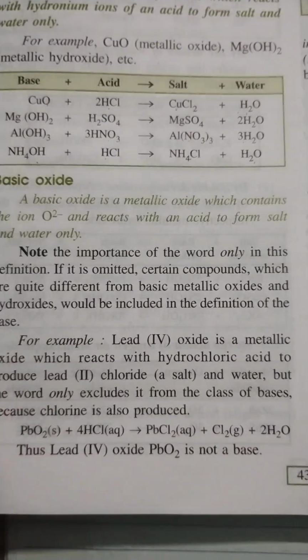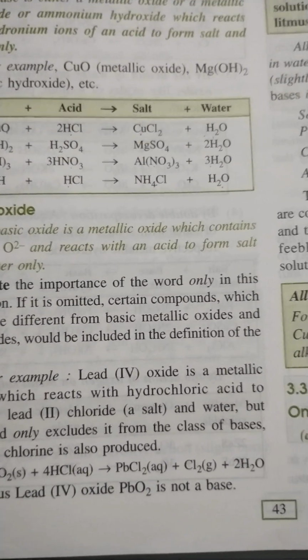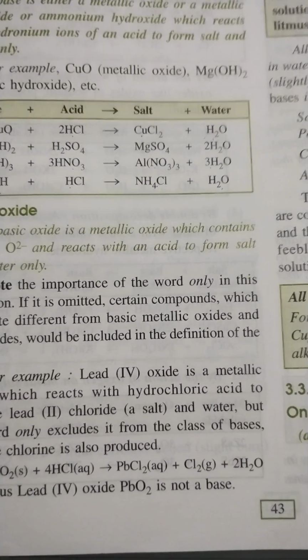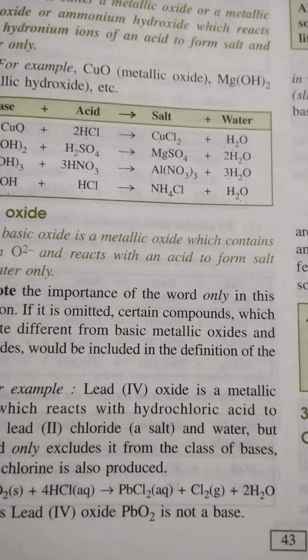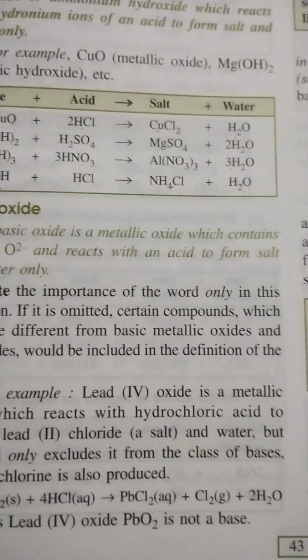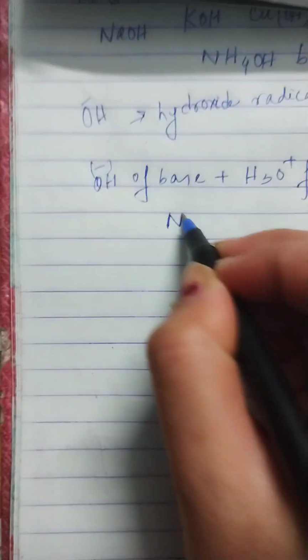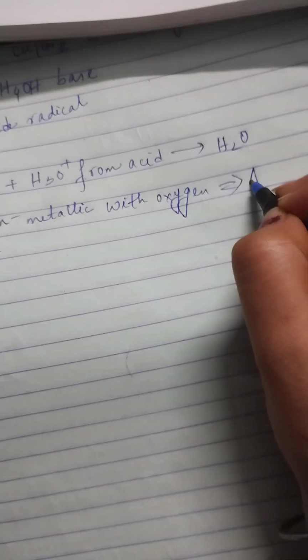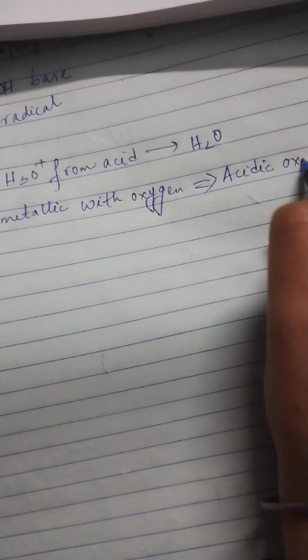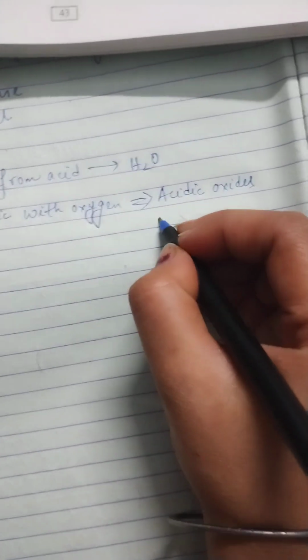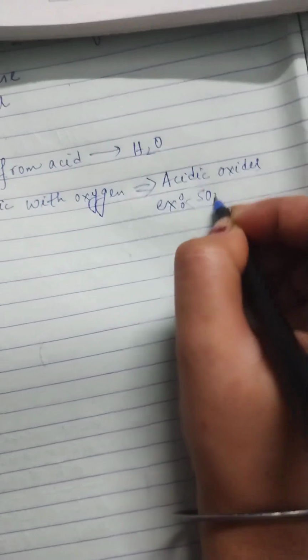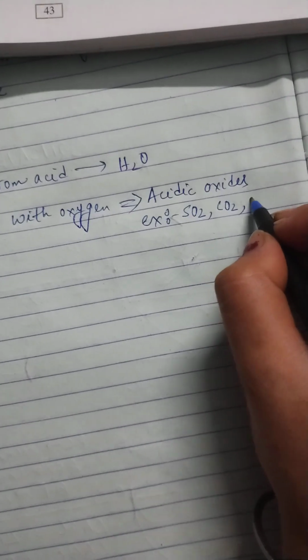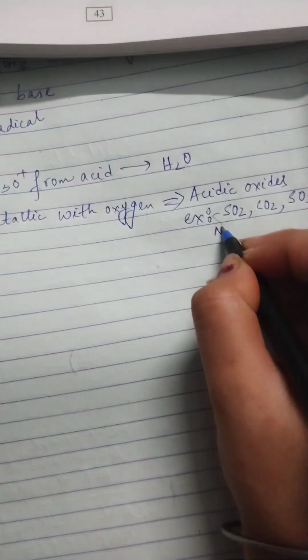Now what is a basic oxide? A basic oxide means the metals reacting with oxygen to form their basic oxides. See, non-metals with oxygen form acidic oxides. What are the examples? Examples are sulfur dioxide, carbon dioxide, sulfur trioxide, and nitrogen dioxide.